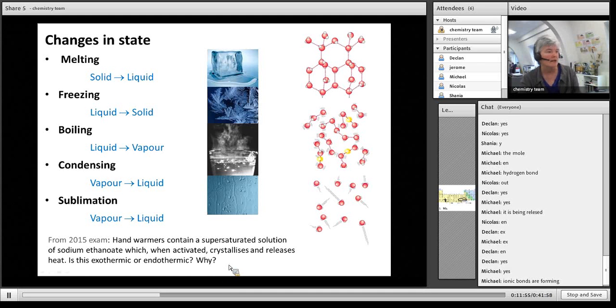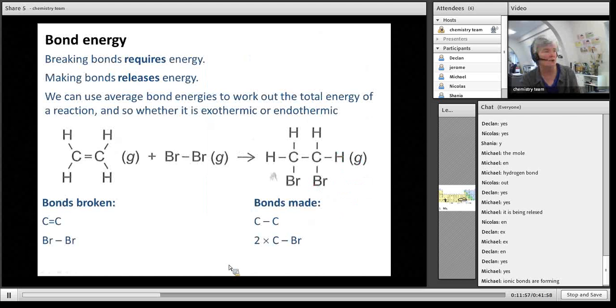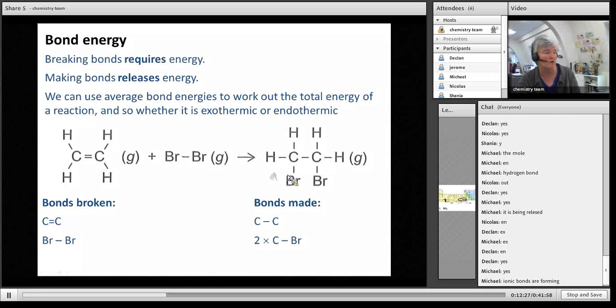Okay. This is an example we did last time, where we're basically just repeating: breaking bonds requires energy, making bonds releases energy. Hopefully that's in your head now. And you will be getting problems where you've got to either work out whether a reaction's exothermic or endothermic, where you calculate the energy of, say, the reactants and the products, or they might actually ask you to work out a particular bond energy. And we'll do both examples.